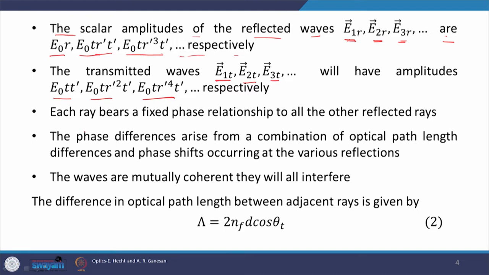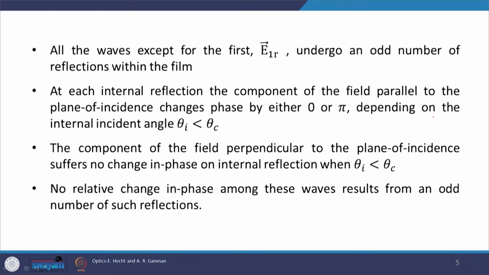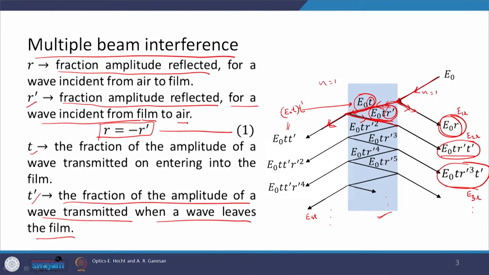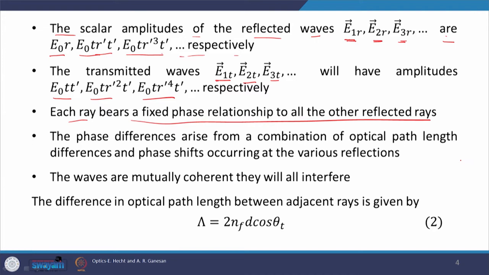Now, each ray bears a fixed phase relationship to all other reflected rays. You see here in this figure, the first reflection is appearing, and this reflected part is not going inside the film, while the second reflection, which is E2r, is traversing the thickness of the film twice. Each next reflection is traversing the thickness of the film twice. Therefore, there is a certain phase relationship between all these rays, both transmitted and reflected.